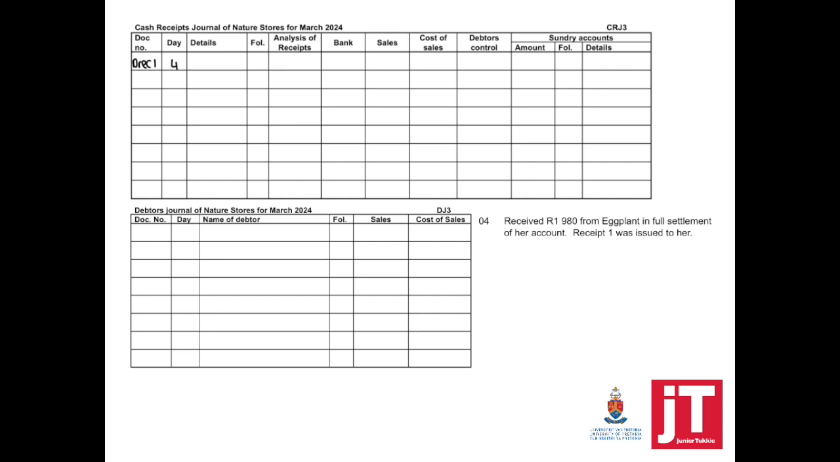Source document, duplicate receipt number 1 on day 4. From whom did we receive the money? Eggplant. How much did we receive? For what reason? On the same day, day 4, sold goods costing 740 to Pixel for cash. Issued cash invoice 44. The transaction said sold for cash. Don't look at the source document invoice. It says cash invoice. If you see the word invoice, it doesn't just mean it goes into the debtors journal. Cash invoice, sold for cash, means it goes into the cash receipts journal.